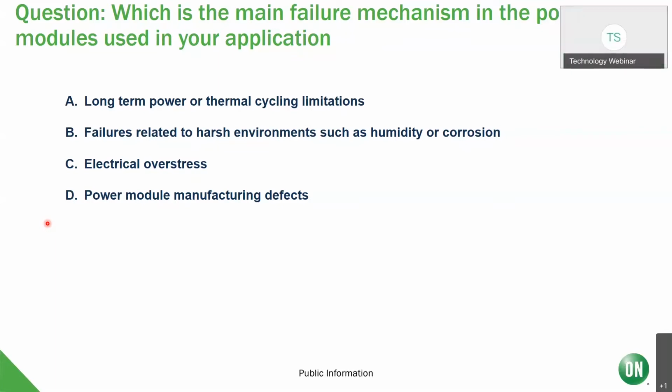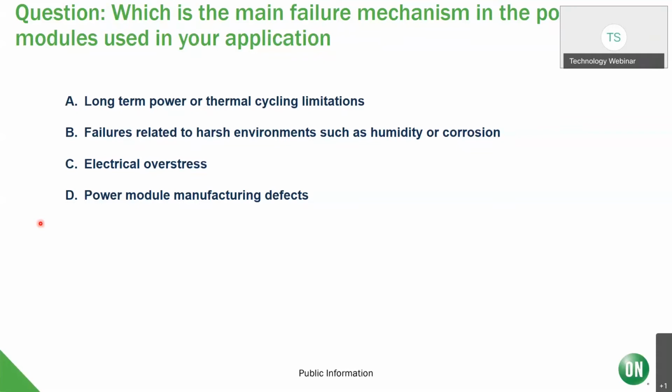Thank you, Guillaume. So the poll is about to close. And it looks like for the question, which is the main failure mechanism in the power modules used in your application, 40% of people are saying long-term power or thermal cycling limitations. 10% are saying failures related to harsh environments such as humidity or corrosion. 43% say electrical overstress, and 3% power module manufacturing defects. So what are your thoughts on these responses?